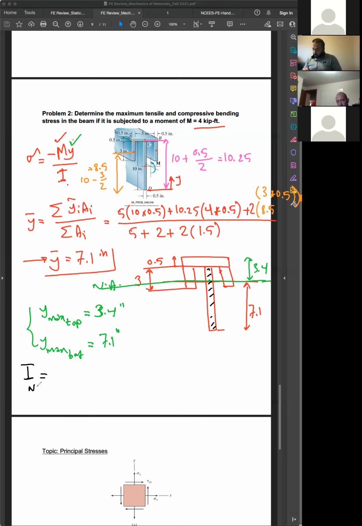So first I'm going to say this length, which is half, times the height of it, which is 10 to the power of 3 over 12, plus the area 10 times half times the distance of the centroid to the neutral axis, right? The local centroid to the neutral axis would be 7.1 minus 5.